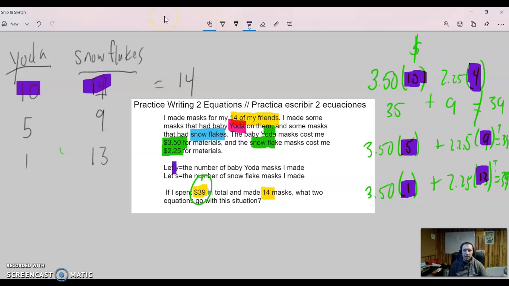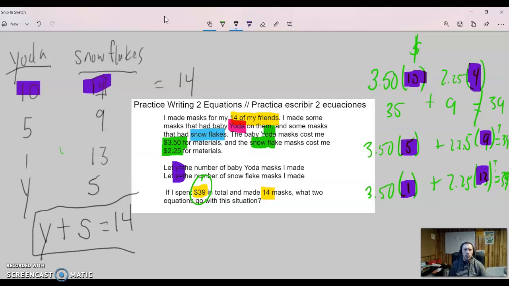So if we let y be Yoda and s be snowflakes, let's write that in here. Y is Yoda, s is snowflakes. What equation could I write to figure out how they get to 14? Well, I know I was doing 10 plus 4 is 14, 5 plus 9, is that 14? 1 plus 13, is that 14? So it's really Yoda masks plus snowflake masks need to equal 14. And we call this the amount equation, right? Sometimes we have an amount equation and a money equation, but you saw in the Delta Math, it kind of went all over the place. So these two together equal 14.